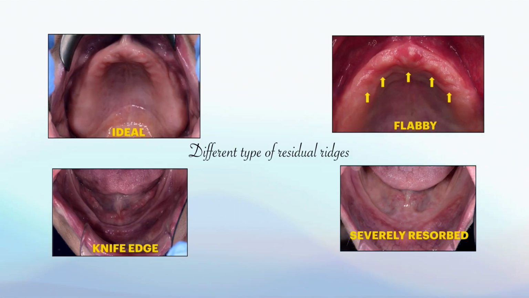Clinically, we come across these conditions of ideal ridge, flabby ridge, knife edge ridge, and severely resorbed ridge. Here, I'll be discussing these conditions one by one.